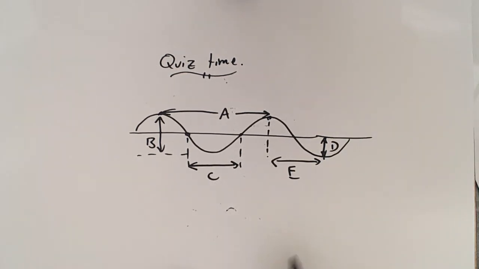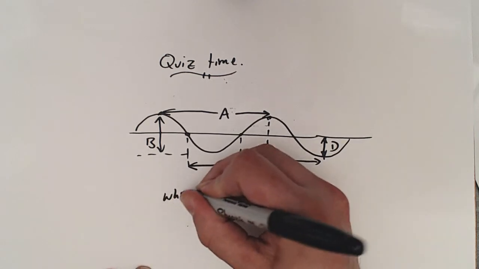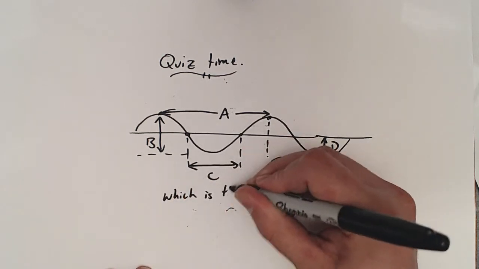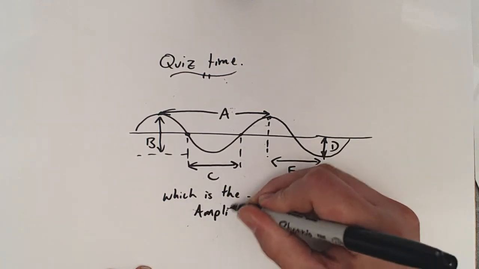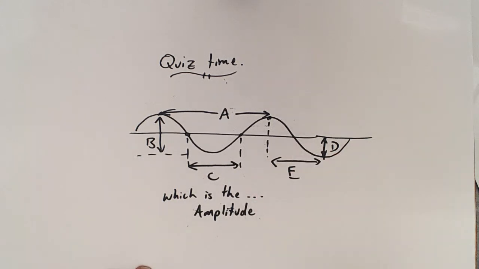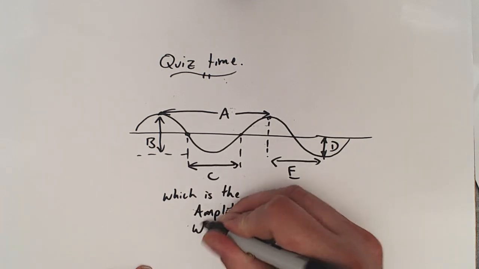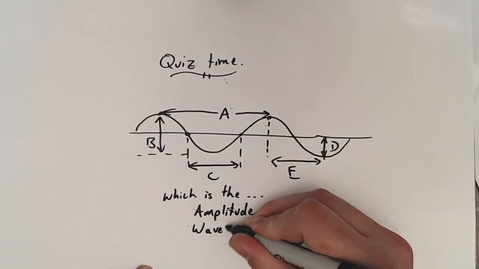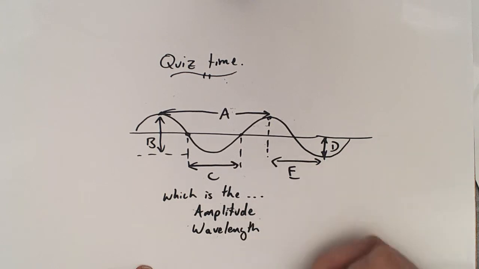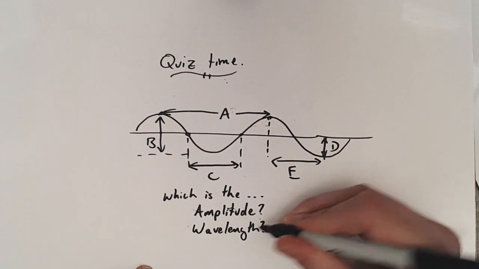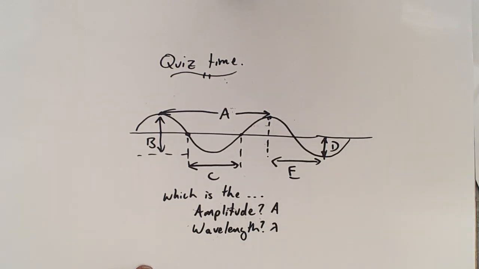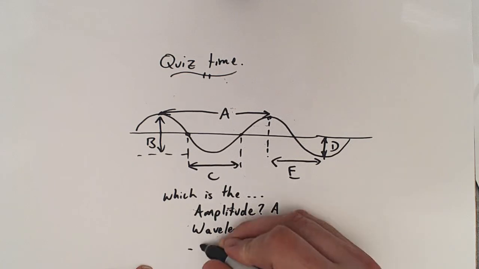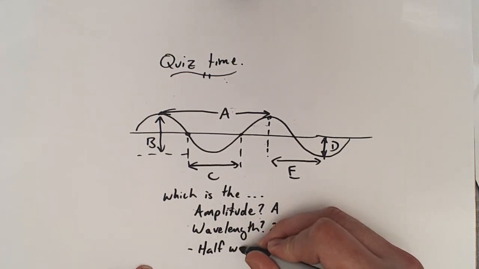I want to ask a few questions here. Which one of these is the amplitude? I'm not going to answer it. Answer it in your head. Which one of these is the wavelength? A and lambda. And which one of these is the half wavelength?